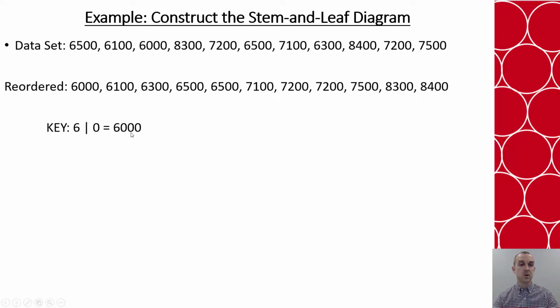So the vertical bar 0 would be 6,000. I'm going from 6,000 to 8,000, so that's 6, 7, 8. I put my vertical bar, and now I'll start listing my hundreds. I have a 0, a 1, a 3, a 5, and a 5. In my 7,000s, I have a 1, a 2, a 2, and a 5. And then my 8,000s, I have a 3 and a 4. So these numbers aren't 83 and 84, they're 8,300 and 8,400. And that's why the key again is so important.